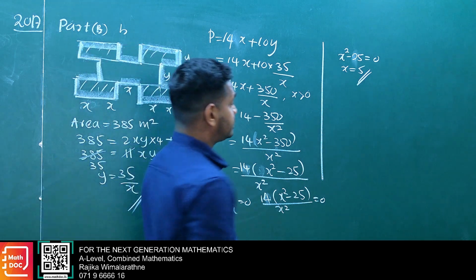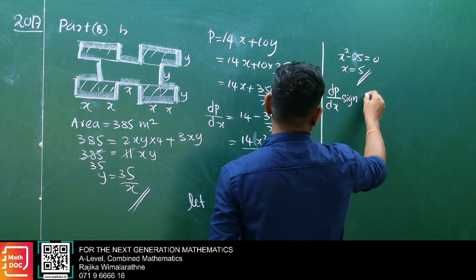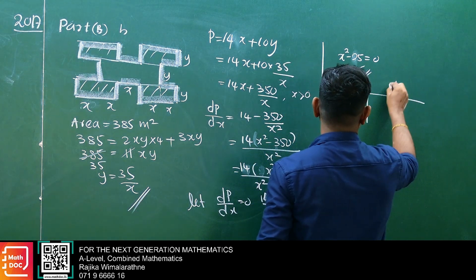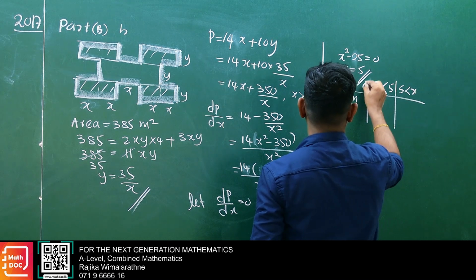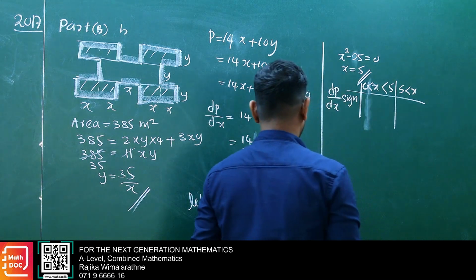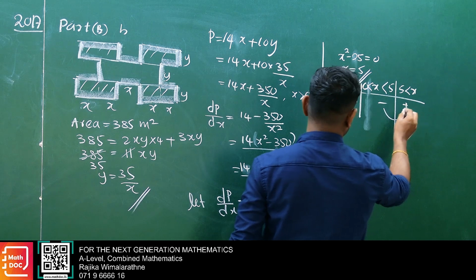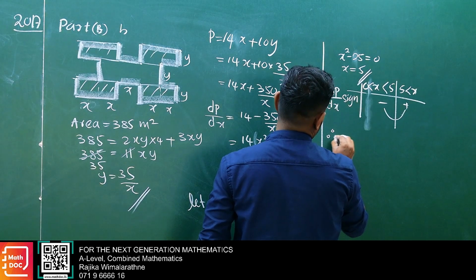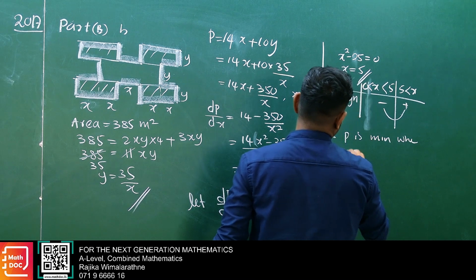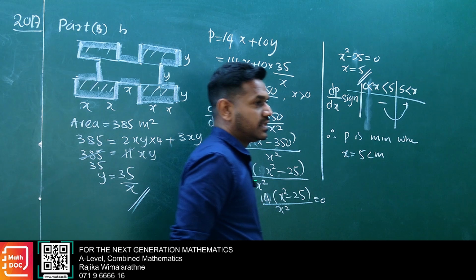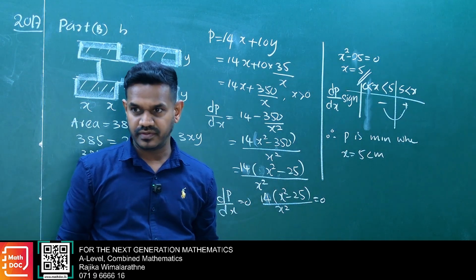Okay. Then check the sign of dP divided by dx about 5, less than 5, greater than 5. Here less than 5 negative, greater than 5 positive, minus to plus variation, minimum. Therefore, P is minimum when x equals 5 centimeters. When x is 5 centimeters, the perimeter becomes minimum, no?